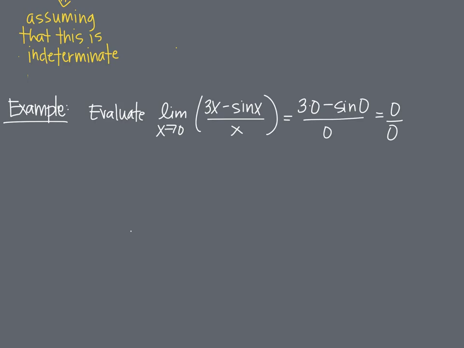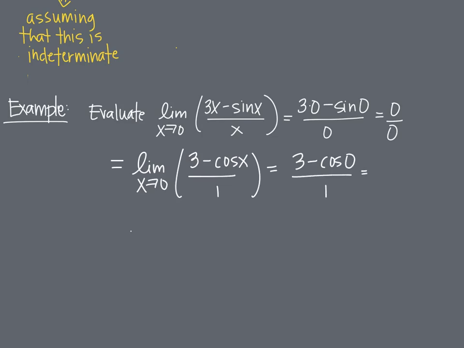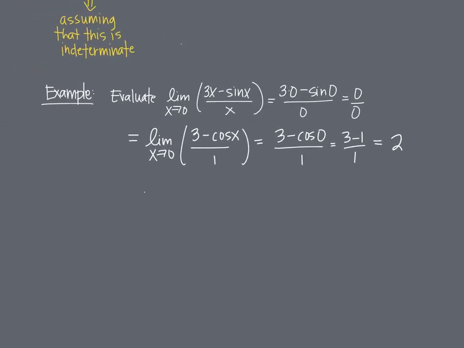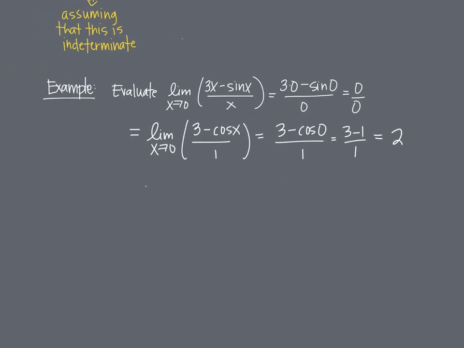Okay, so let's apply L'Hopital. We take the derivative of the numerator over the derivative of the denominator. The numerator derivative is 3 minus cos of x, and the denominator derivative is 1, and then we plug 0 into that. So that'll be 3 minus the cos of 0 over 1. The cos of 0 is 1, so we actually get a numerical answer, 2. That means the answer to the original limit was 2.